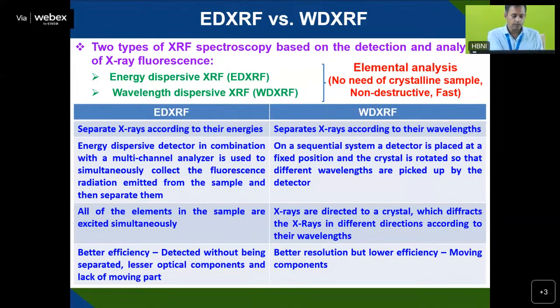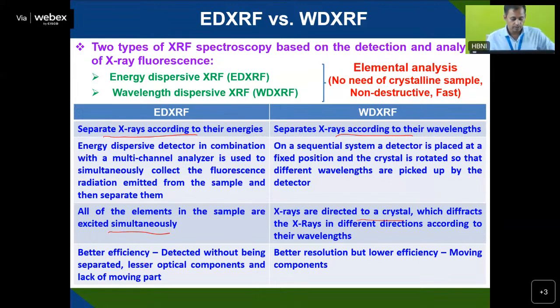In EDAX, as I said, it separates X-rays according to energy, whereas WDXRF separates by wavelength. The energy dispersive detector is a combination with a multi-channel analyzer. In the sequential system, the detector is placed in a fixed position, so each wavelength is separated. All elements in the sample are simultaneously excited, and can be identified energetically. In WDXRF, X-rays are directed to the crystal, which diffracts particular wavelengths, wherever Bragg's law is satisfied, so it separates wavelength-wise.